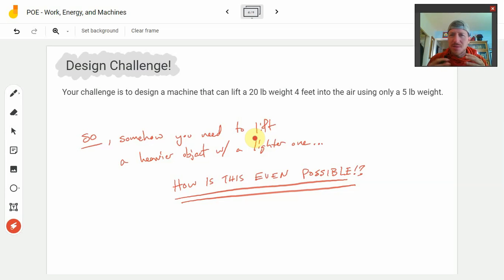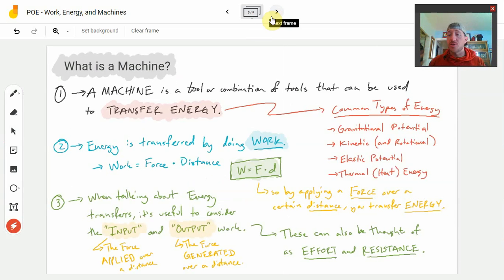But it seems kind of impossible when you really just think about it, because how are we supposed to get a heavier object up higher, right? We're supposed to add energy to it somehow using a less massive object, right? So using a smaller force, we're able to then apply a bigger force to this object to lift it up. How are we able to do that? And the answer is that we can use machines.